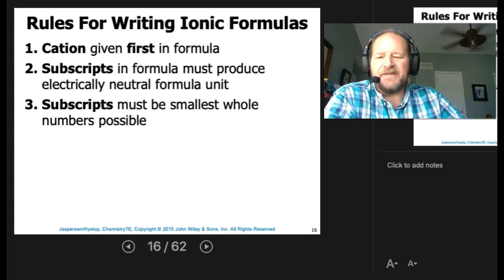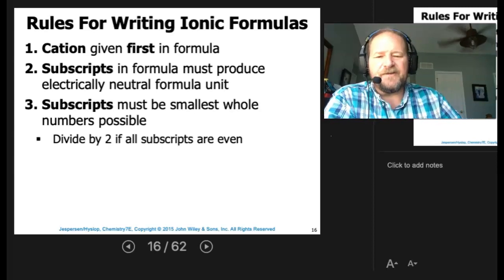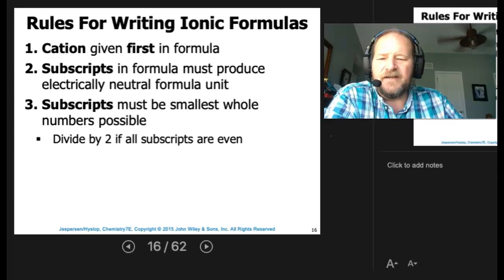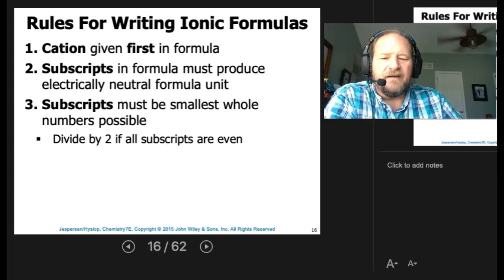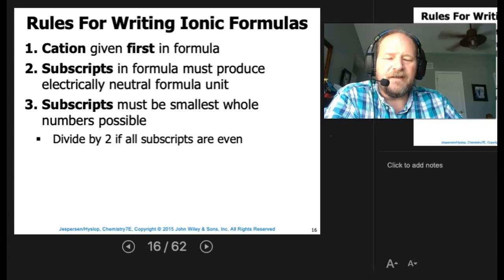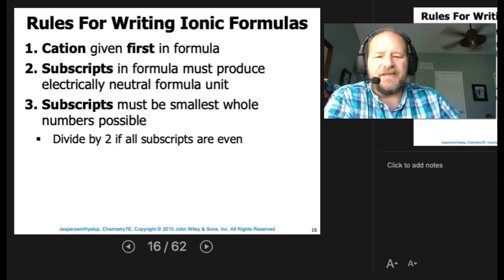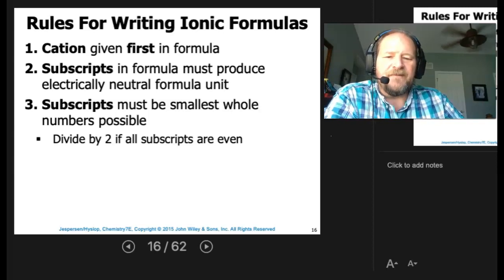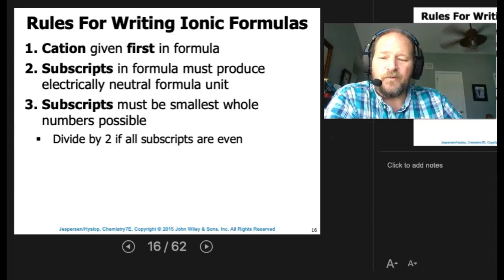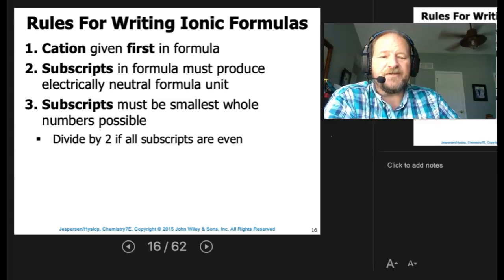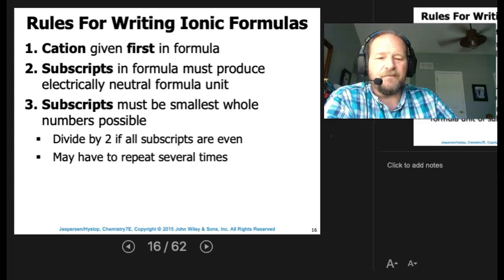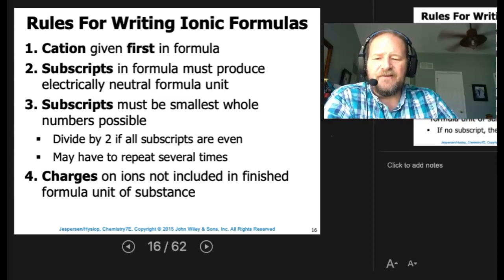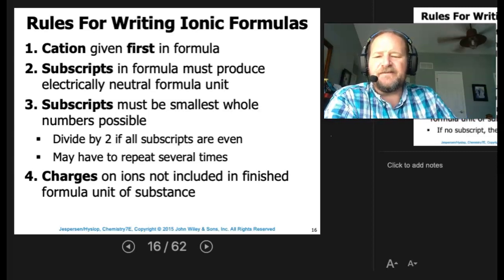The subscripts have to be the smallest whole number possible. So sometimes we might have to divide by 2 to get that to work out, right? For example, think of lead(II) oxide: we have Pb +2 and O -2. They just cancel out to give us 1 to 1. So when we write our subscripts, we want to make sure that we have the lowest possible multiples.